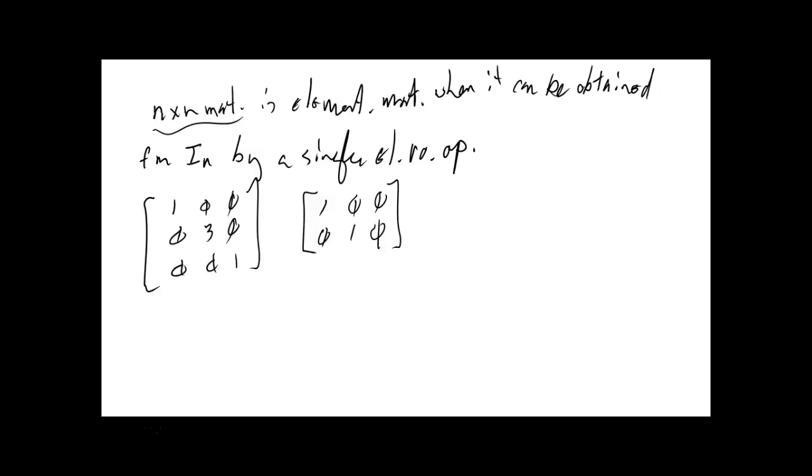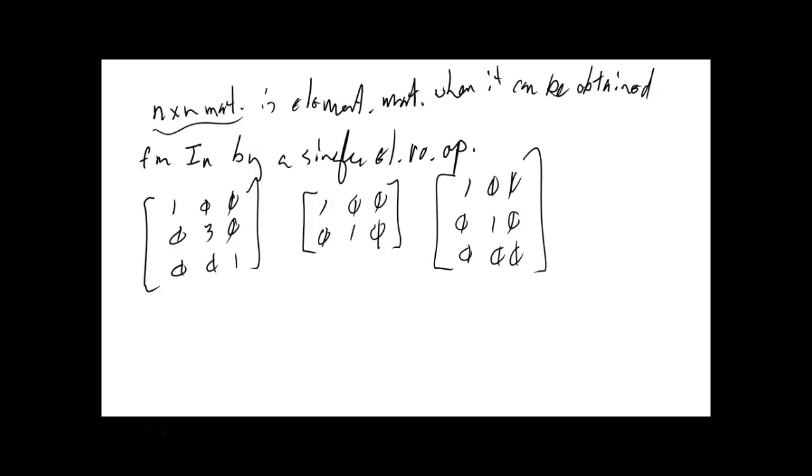Is this an elementary matrix? Why not? It's not square, exactly. It's a rectangular matrix, not a square matrix, okay? How about this one? This is C. 1, 0, 0, 0, 1, 0, and 0, 0, 0. Is that an elementary matrix?